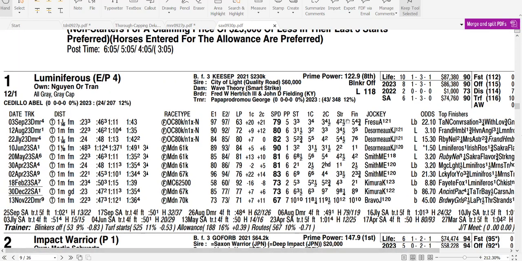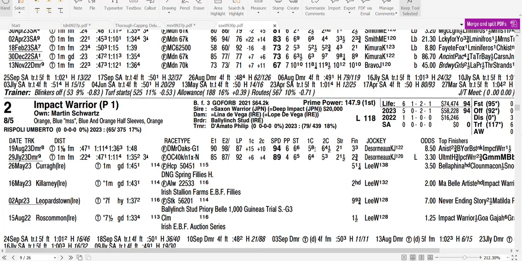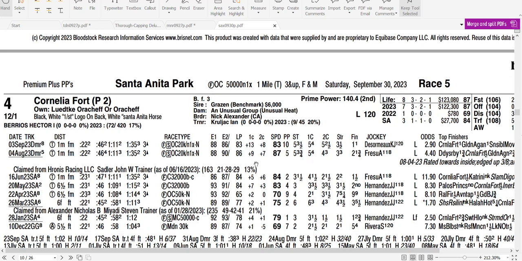And they all pass the eye test as far as horses that have been running very well in recent form without looking at any numbers. I mean, you can see the 2 horse coming off a pretty good move on the turn. He lost a position but gained 3.5 lengths. The 4 horse as well, coming off a 1.5 length move on the turn, and he's also coming off a 1.5 length stretch move there. And he's 12-1 morning line. So it's a horse to keep an eye on.